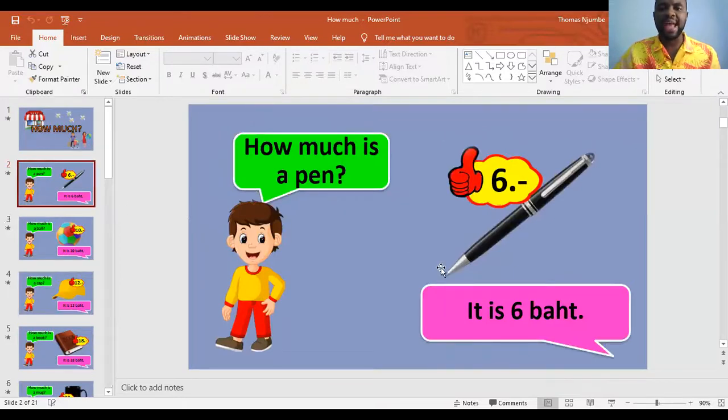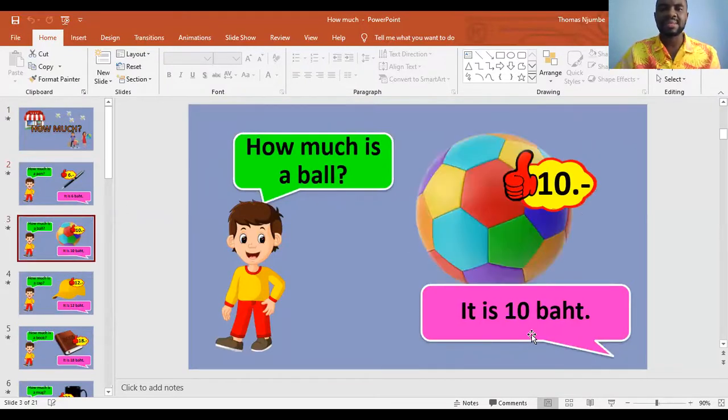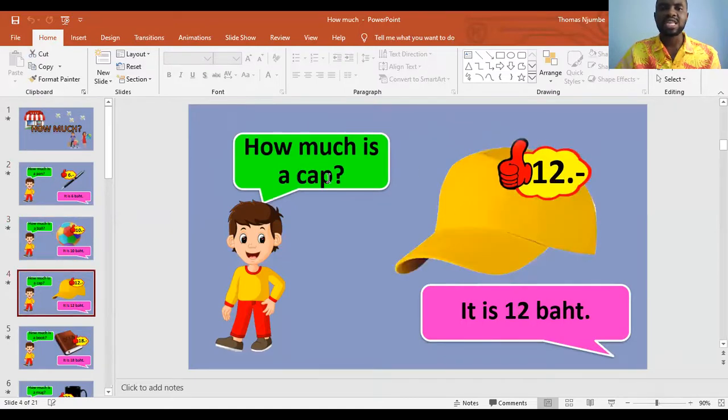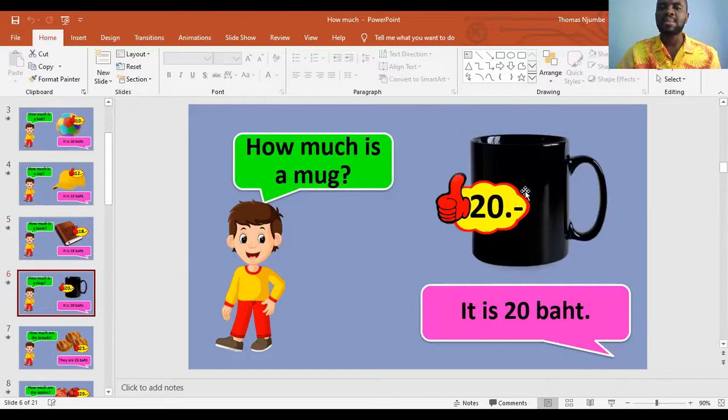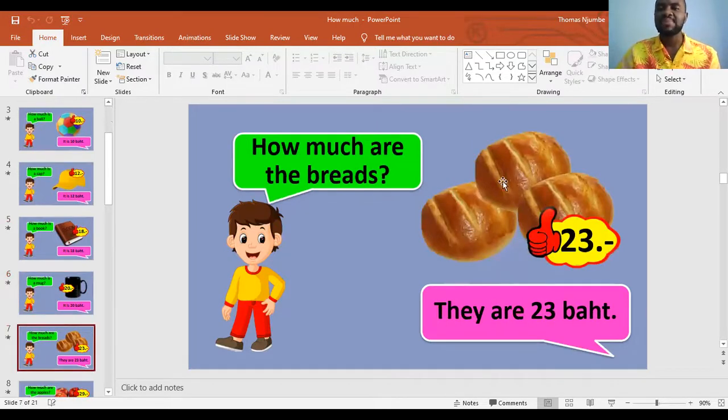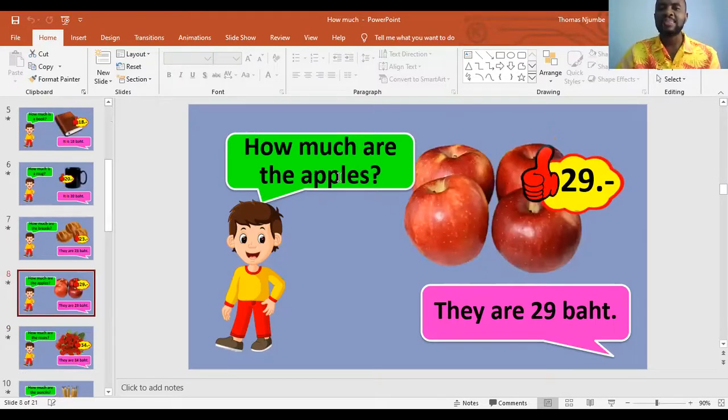How much is the pen? 6 baht. How much is the ball? 10 baht. How much is the cap? 12 baht. How much is the book? 18 baht. How much is the mug? 20 baht. How much is the bread? 23 baht. How much are the apples? How many are there? How much are the apples? 29 baht.